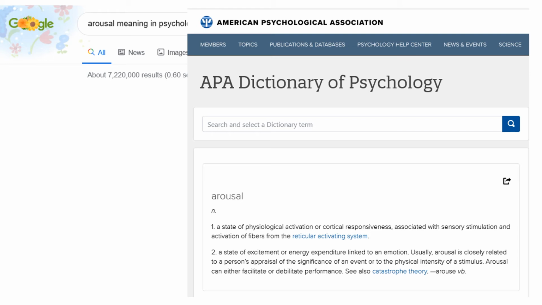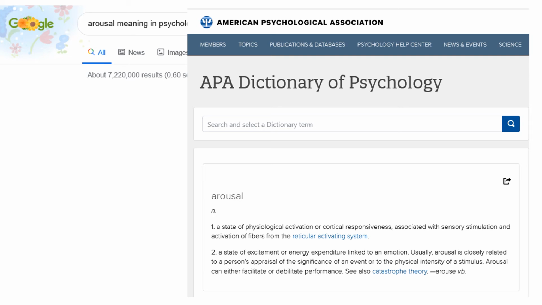I actually ended up searching arousal, meaning, and psychology because I was a little worried about what I'd found if I just Googled arousal. One of the top citations or options for that search was from apa.org. And since I know that's the website for the American Psychological Association, I knew that'd be a credible source. It's actually an online version of the Dictionary of Psychology, which might be worth bookmarking.